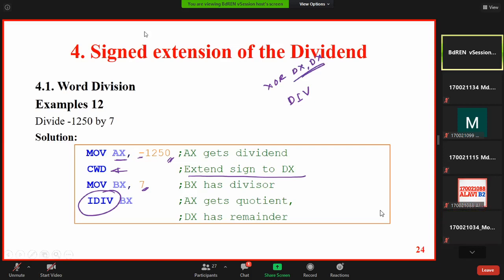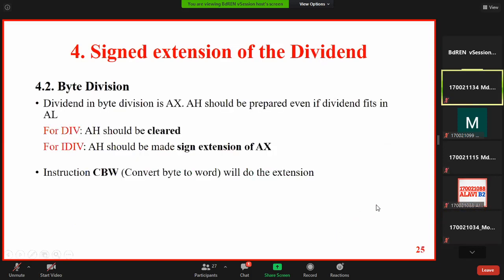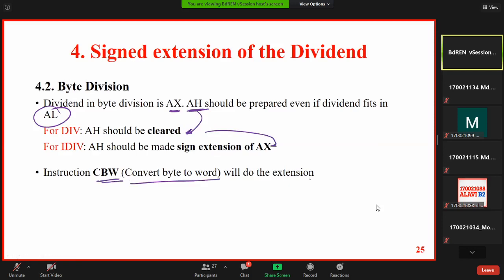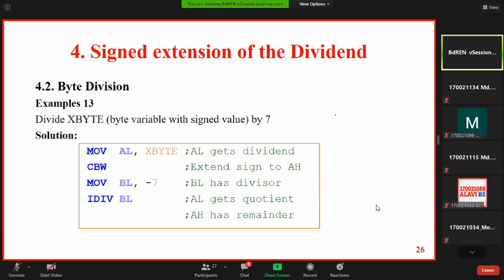I'm not getting any response. Is it clear to you? Yes, sir. Okay. So the same thing for the byte division. Even if your dividend is in AL, it will be in AX. So even if it fits in AL, AH should be cleared in case of unsigned, and in case of signed, the sign should be extended to AH. So CBW, convert byte to word, will do the extension. If you want to use IDIV, then you need to use that CBW or CWD. So this is the part on sign extension.